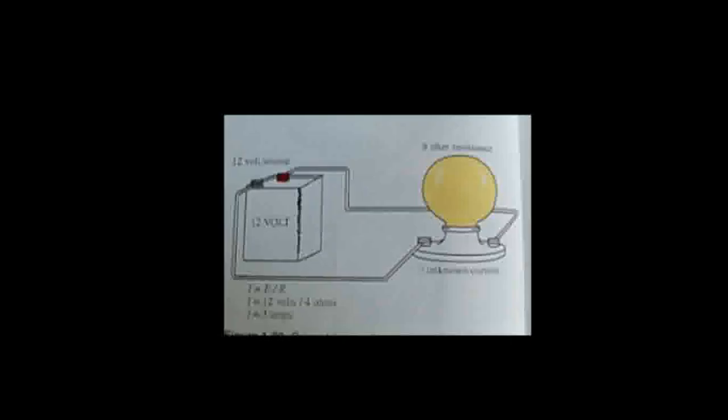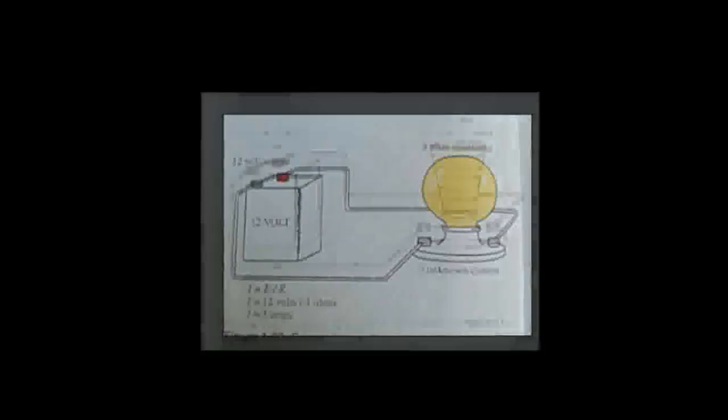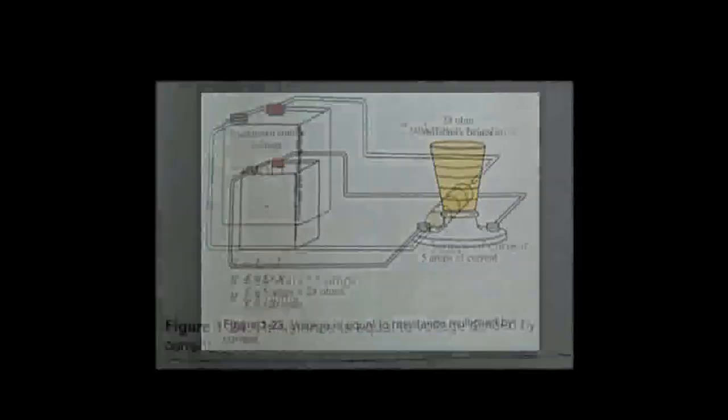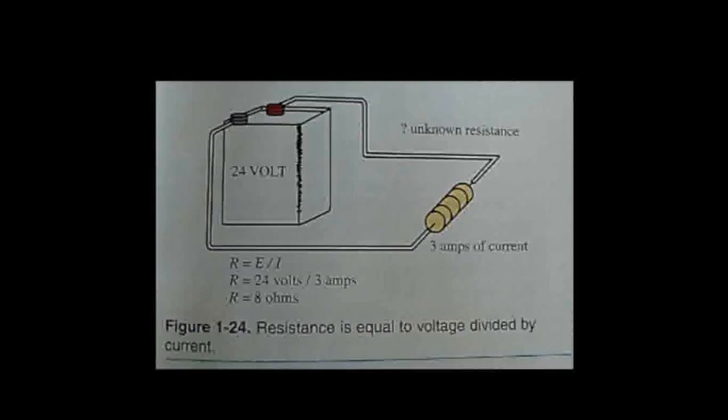In figure 1-23, a 24-ohm resistance heater works most effectively when using 5 amps of current. How much voltage is required for the heater to operate at 5 amps? By applying Ohm's law, the amount of electrical pressure needed to conduct 5 amps through a 24-ohm resistance is 120 volts. In figure 1-24, a resistor is connected to a 24-volt source.